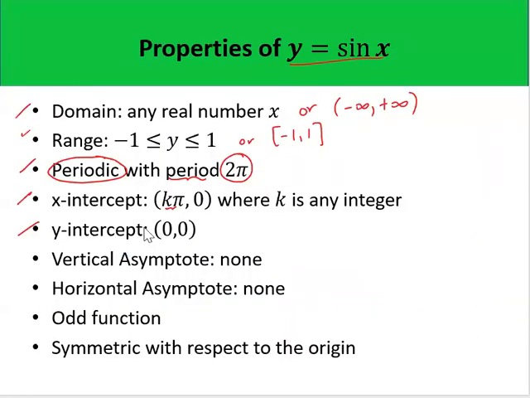And then the sine function doesn't have any vertical or horizontal asymptotes, and it's an odd function. It means that sine of negative x is equal to the negative of sine x. You can verify this using any angle x. If you have sine of negative pi over 4, then it must be equal to the negative of sine pi over 4. And then the graph of y equals sine x is symmetric with respect to the origin.